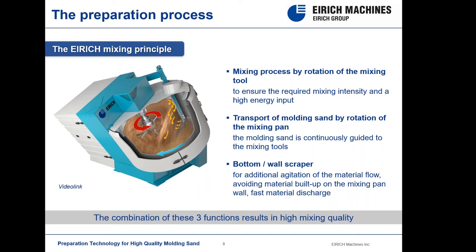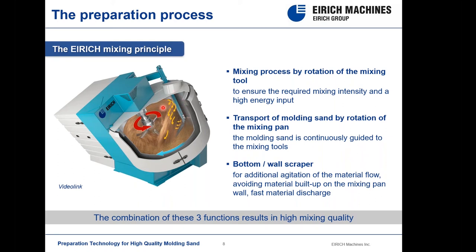But we also have a rotating pan whose main function is to transport the molding sand inside the mixer. That way the sand will be moved to the rotating tool that we see here. And at the end, we have the third component, which is a bottom and wall scraper. This is for additional agitation of the material flow and also to help avoid the sand sticking to the bottom of the pan or to the sides.